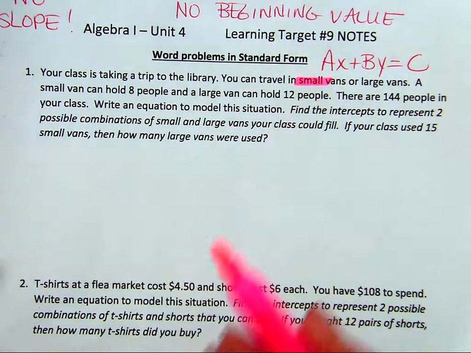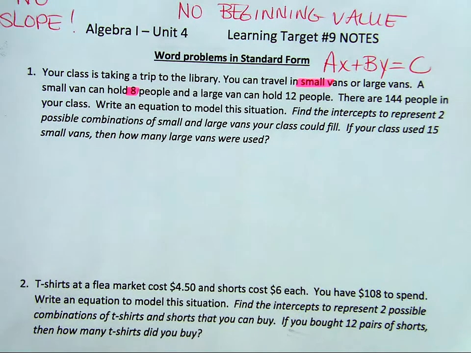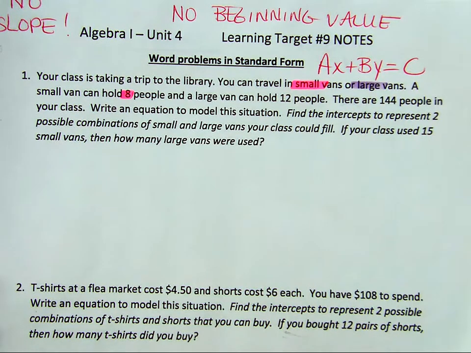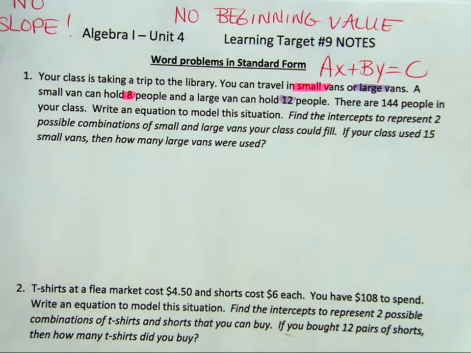So before I highlight anything else, I want to highlight 8 in pink also. Why? Because that's the amount that a small van holds. Then I'm going to get a different color and highlight large. And I'm going to highlight 12 in large because that's how much a large van can hold.